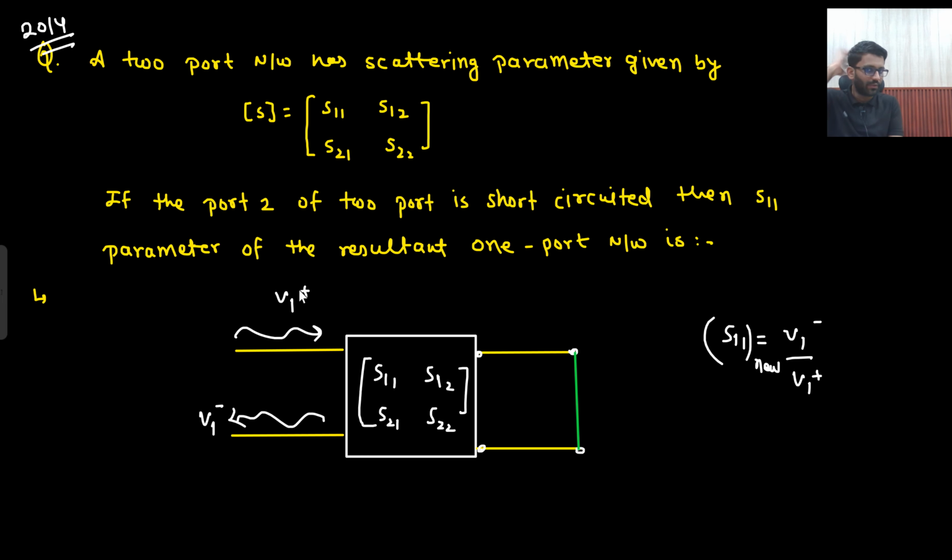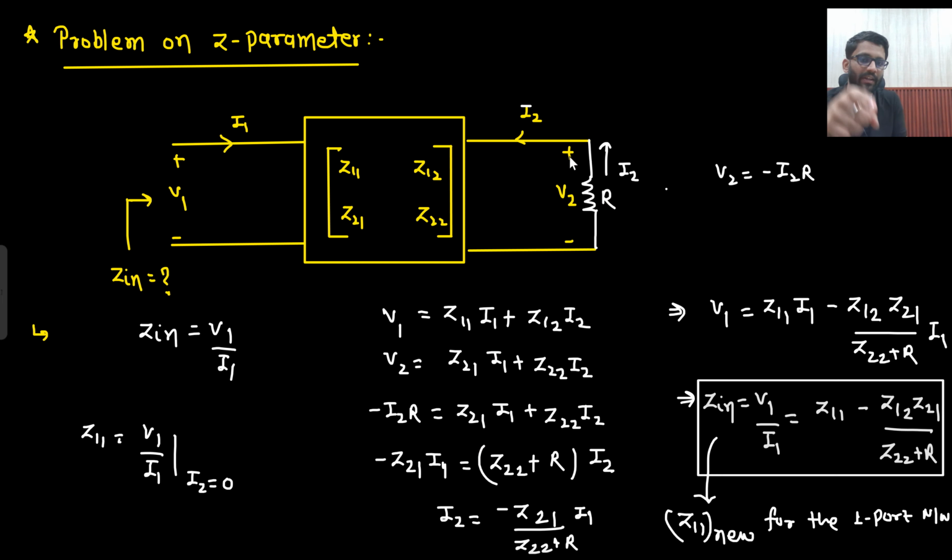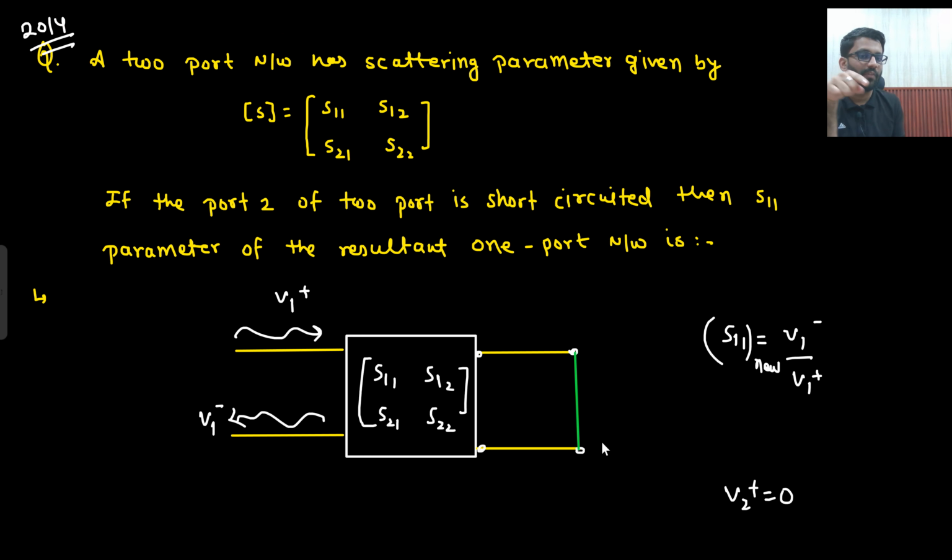So I need to find this ratio V1 minus divided by V1 plus. But now I cannot keep V2 plus equals to 0. Here I did not do that V2 is equals to 0. For finding Z in, I did not do I2 is equals to 0. Here I found I2 in terms of V2 and then I replaced it and then I got this expression. So certainly in this one as well, I cannot keep V2 minus.